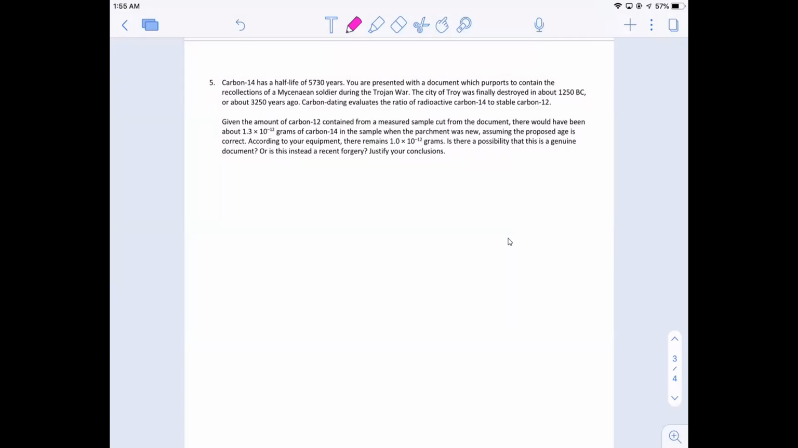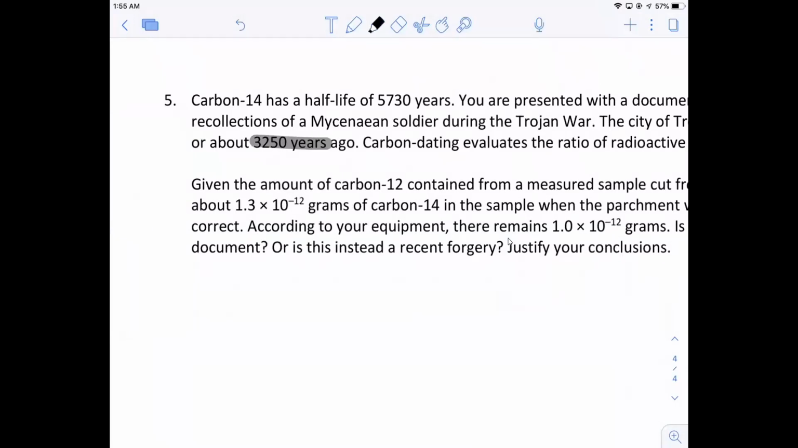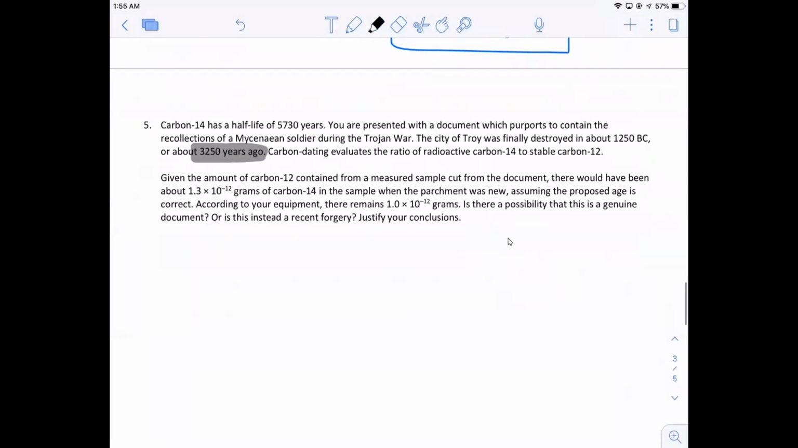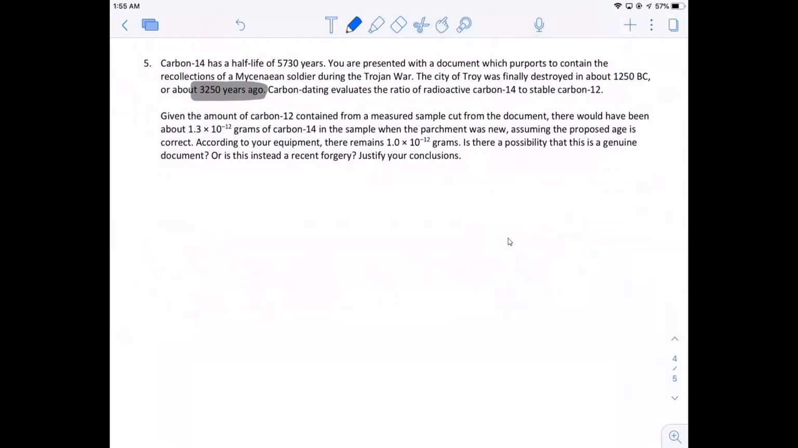So pretty much we want to check if the age of this actual parchment is that many years old. So we're going to use the numbers they're giving us to get the age of it based on the carbon numbers, and let's see how well it matches up with the actual age it's supposed to be. So hold on, I have this in my notes somewhere.